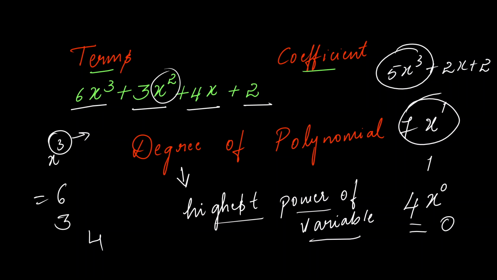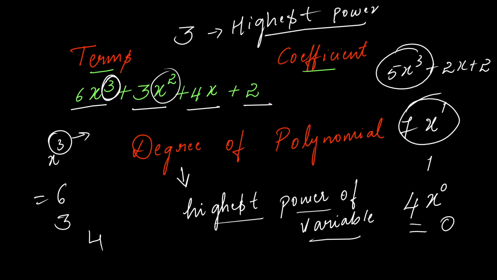Now, let's see degree of polynomial with this expression. What is the highest degree of polynomial in this entire expression? It is 3. So, 3 is the highest power.